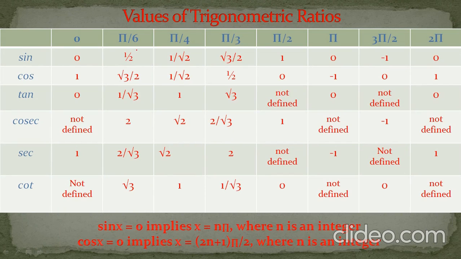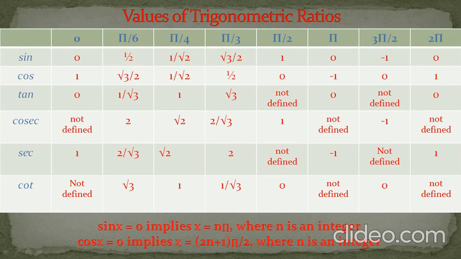Then cosec pi by 6 will be inverse of 1 by 2, that is 2. Then cosec pi by 4 is inverse of 1 by root 2, that is root 2. And cosec pi by 3 is inverse of sine pi by 3, that will be 2 by root 3. And last, cosec pi by 2 will be inverse of sine pi by 2, that is 1.